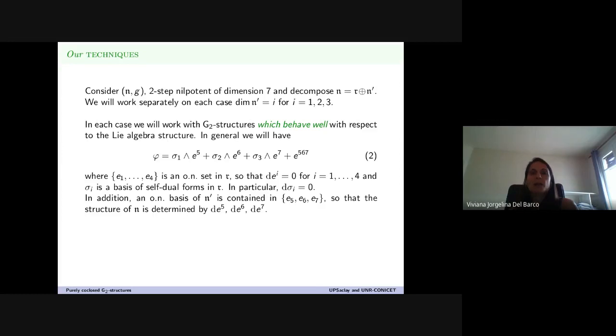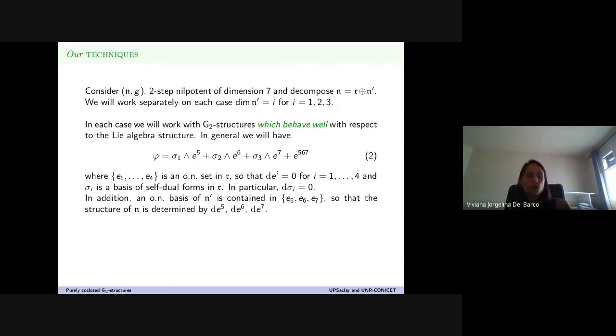In addition, a basis of n prime is going to be contained in 5, 6, and 7. So that the structure of the Lie algebra, which is only determined by the D, is going to be determined by D of E5, E6, and E7. Okay? So notice that n prime can have dimension 1, 2, or 3. Okay, so for dimension 3, this is going to be the case. For dimension less, then we are going to have only 2 elements here between 5, 6, and 7, which are in n prime. So the idea is that for these forms, it's easy to compute the differential and also, well, the Hodge dual of phi, and also the differential of the dual of phi.